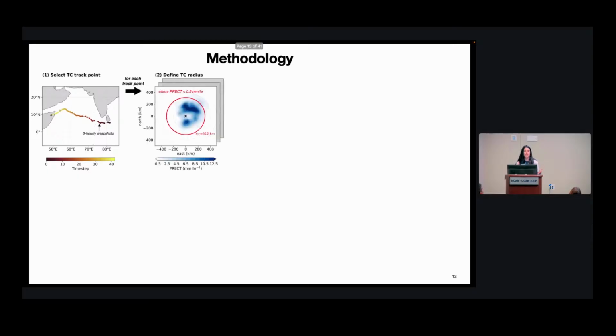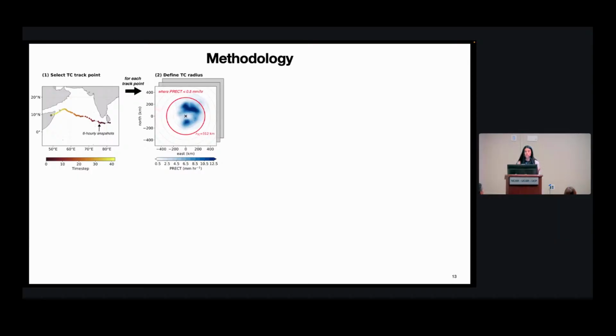And so for each of these 6 hourly snapshots, I'm defining the TC radius, or I'm scanning a 1,000 kilometer area around that center point, and identifying where precipitation drops below 0.5 millimeters per hour. And now this is the tropical cyclone radius. Everything within this circle is going to be TC rain, or the TC-associated field, and everything outside of that will be non-TC.